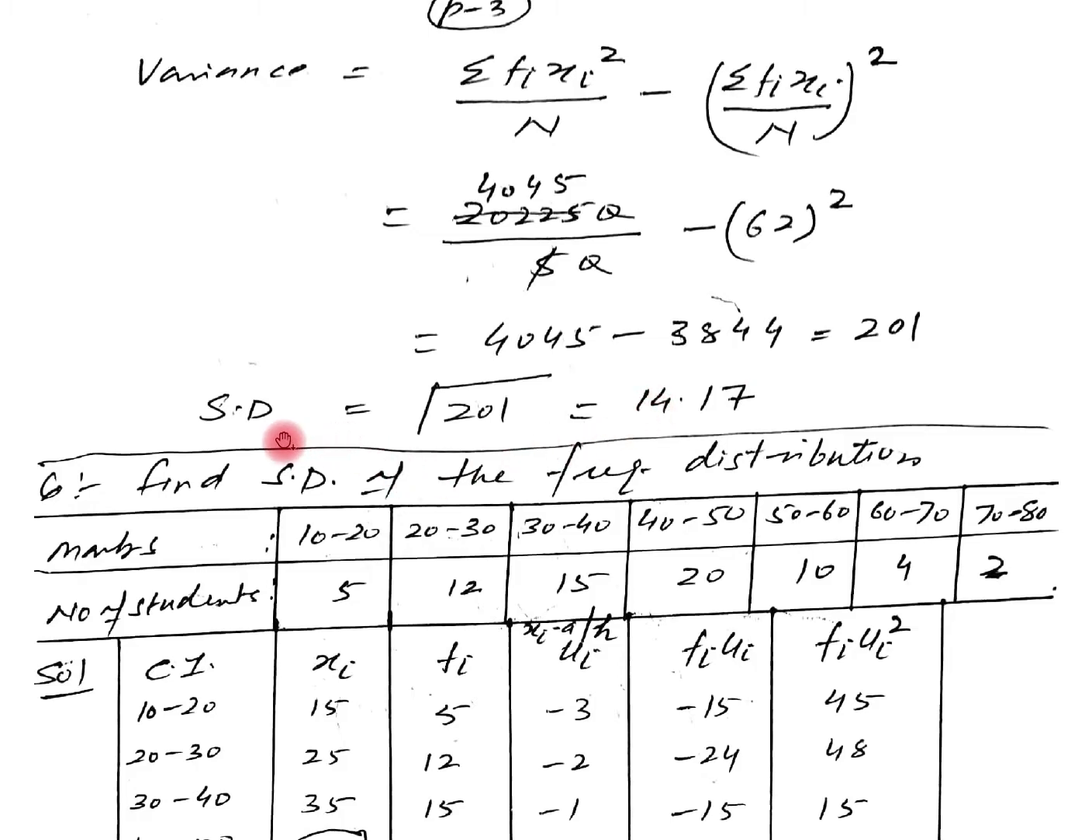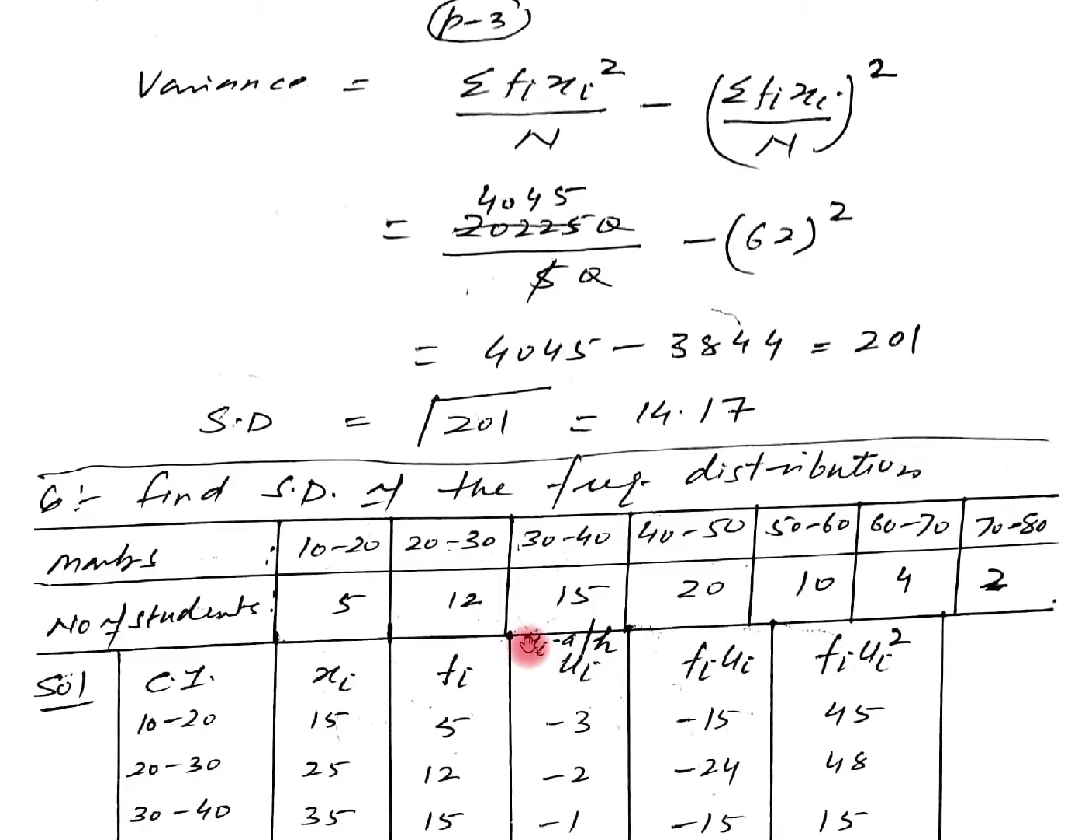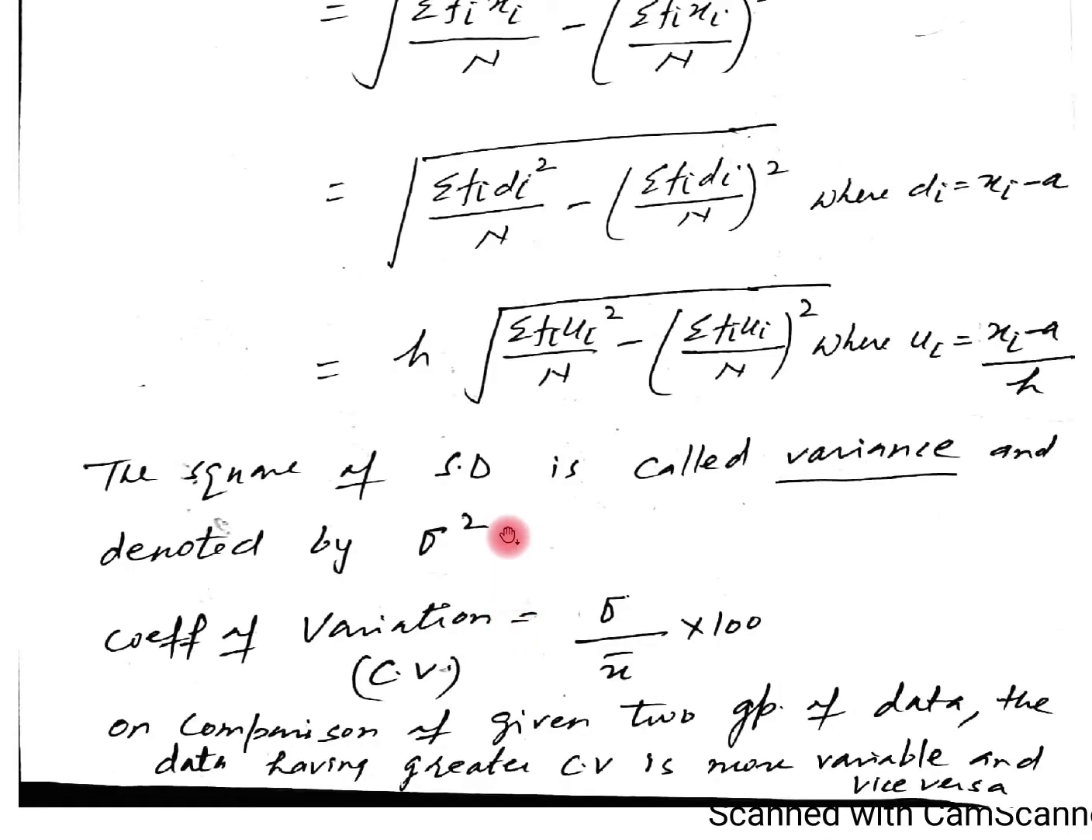Therefore, the standard deviation is the positive square root of this, because the variance is the square of standard deviation. Or we can say the standard deviation is the positive square root of variance, which is equal to 14.7. See the question again, coming back to page 2.